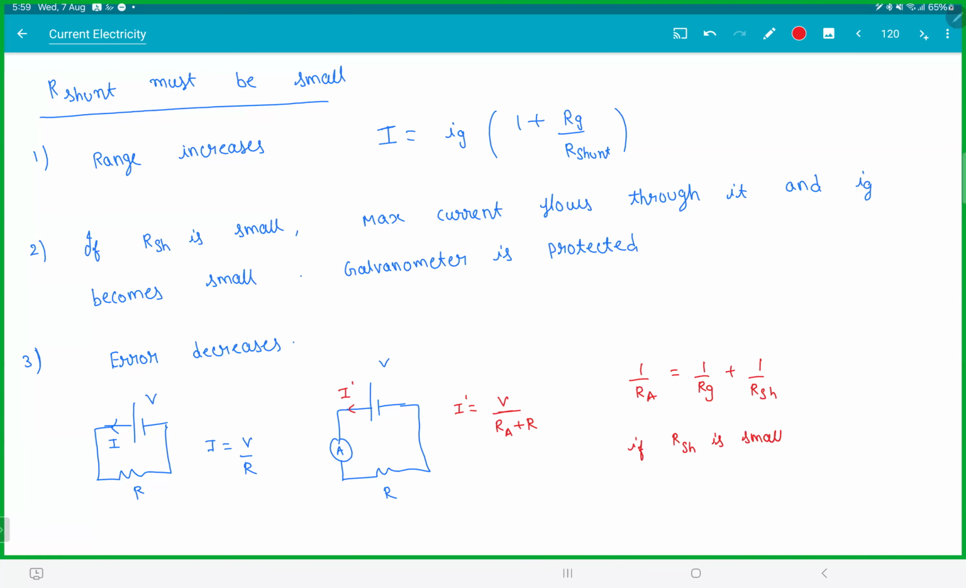So you can't avoid that error by introducing an ammeter into the circuit. You messed up the whole reading. You created an error yourself. But at least by keeping R shunt small, you can make the whole ammeter resistance small, and therefore the error would decrease. At least you'll get closer to the actual value.